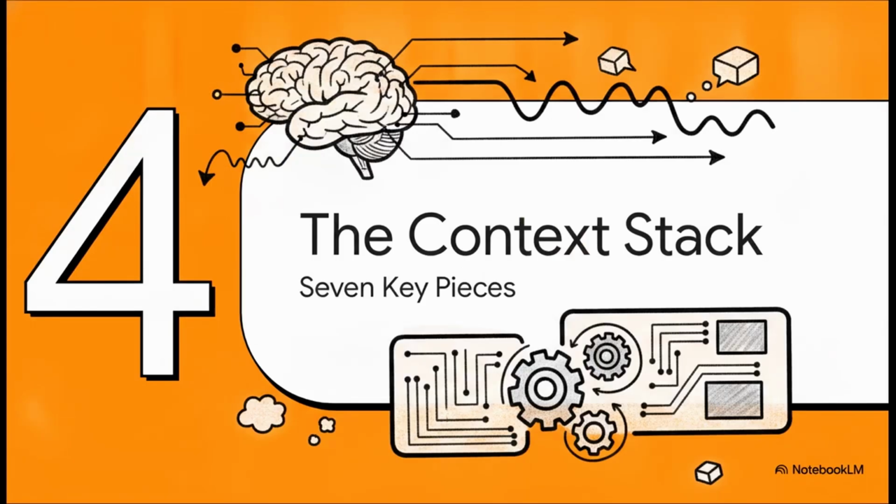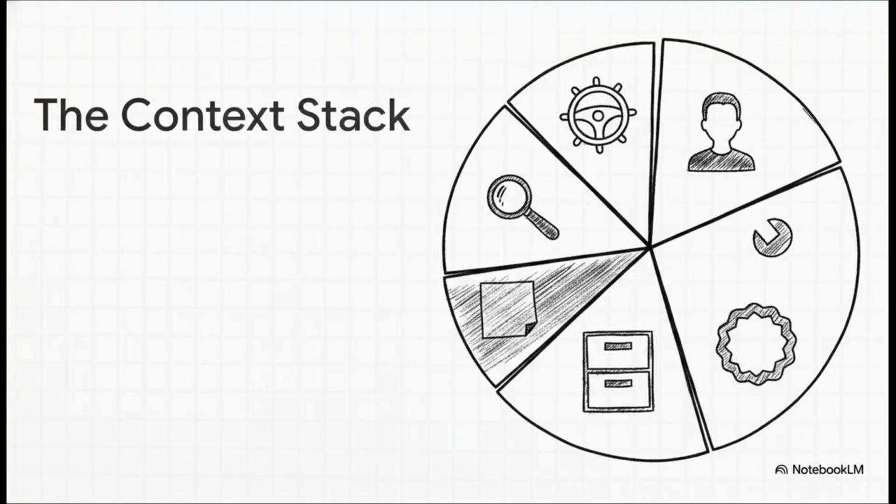Let's dive into Section 4, Inside the Context Stack, and the 7 key pieces you need to know. Think of a modern context stack as having 7 distinct pieces you must explicitly manage. First, your instructions, the core system prompts and guardrails. Second, user input, which is just the current ask. Third, retrieved facts, and notice this doesn't say entire documents. These are just the top, highly relevant semantic snippets. Fourth, tools, the specific functions the model can call right now.